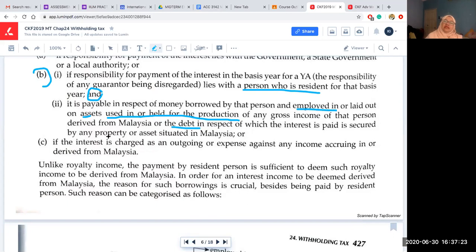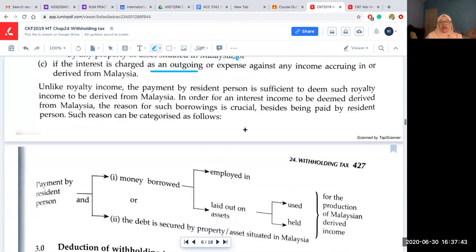If the interest is charged as an outgoing, so here it's 'or', yeah? So it means that it's either A, B or C. Only B, you have to be a bit stronger, right? Or the interest is charged as an outgoing or expense against any income derived from Malaysia. Unlike royalty, payment by a resident person is sufficient to deem such royalty.